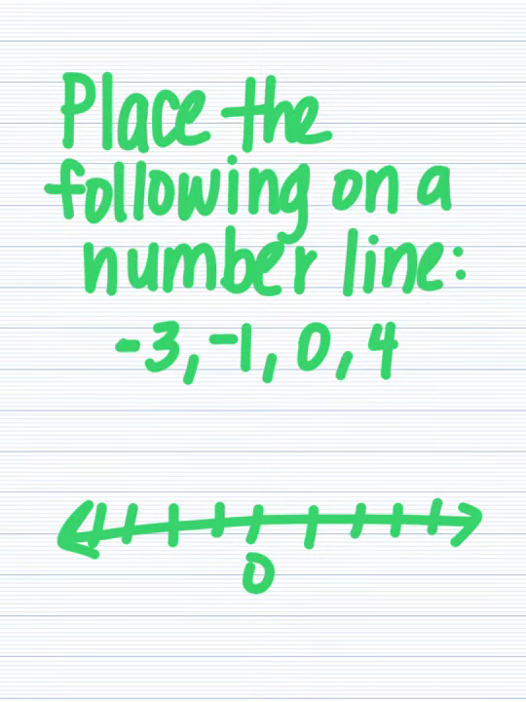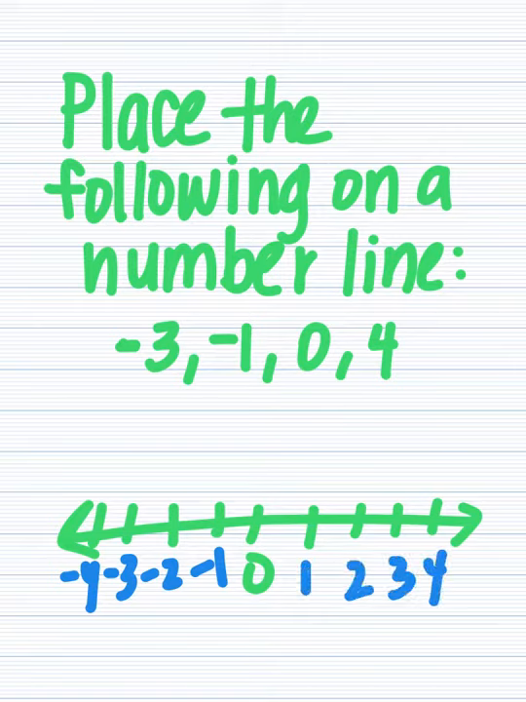Alright, so in this example, we're going to place the following numbers below on the number line. So we have negative 3, negative 1, 0, and 4. Numbers to the left of 0, these are your negative numbers. To the right, those are the positive numbers. So this would be negative 1, negative 2, negative 3, negative 4. So put the dot above negative 3, negative 1, 0, and 4.